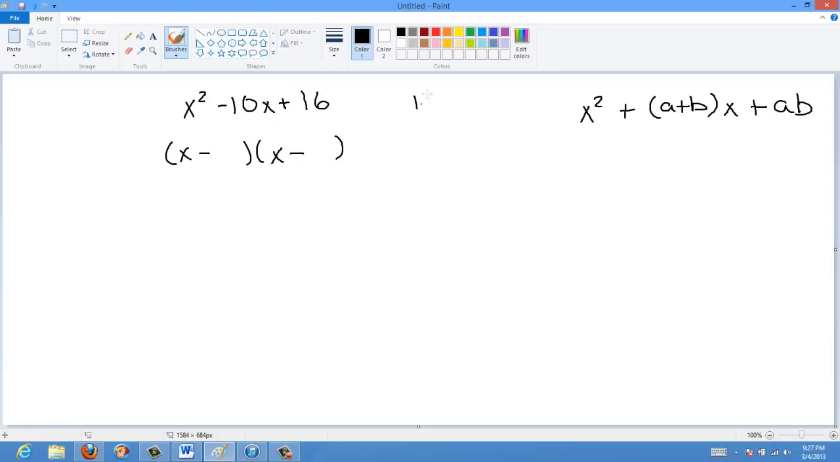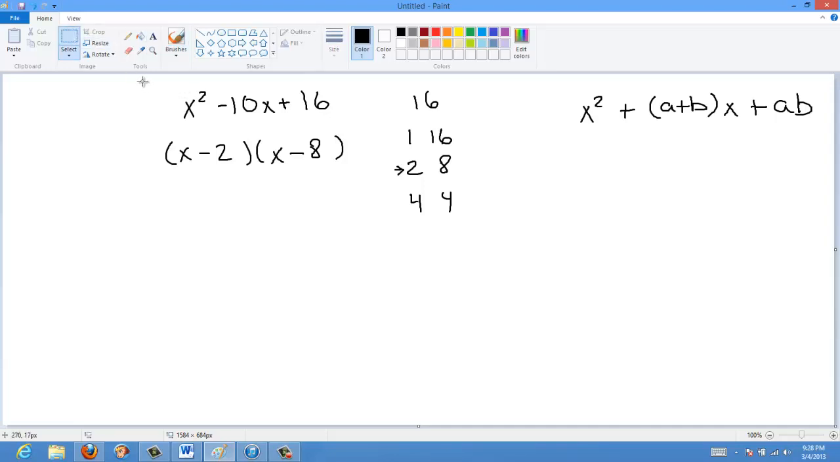And then what we do is we find the factors of 16, which are 1 and 16, 2 and 8, and 4 and 4. And which ones do we have? We want to get a 10, and what we can see is that this is the pair that we want to use. So we have x minus 2, x minus 8. And that's that.